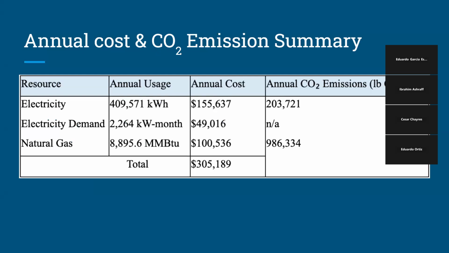For annual cost and carbon dioxide emissions, we can see this table. The annual cost is mostly because of the electricity usage and demand. Those are the large portion of annual costs, while natural gas dominates emissions due to the kiln. This baseline is what we use to quantify both financial and environmental benefits of the recommended measures.